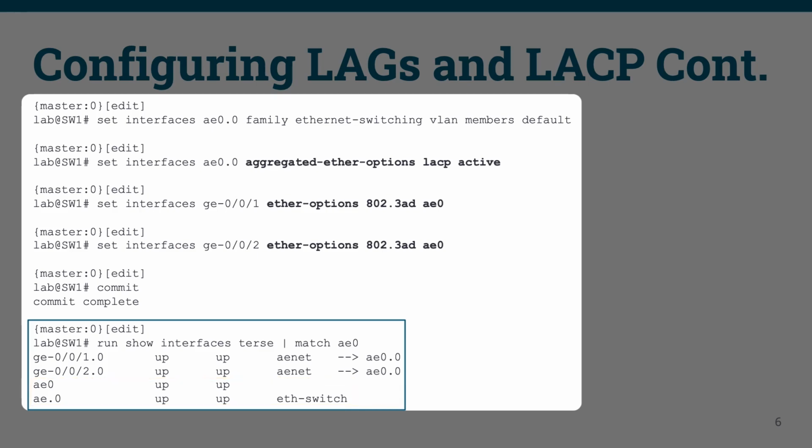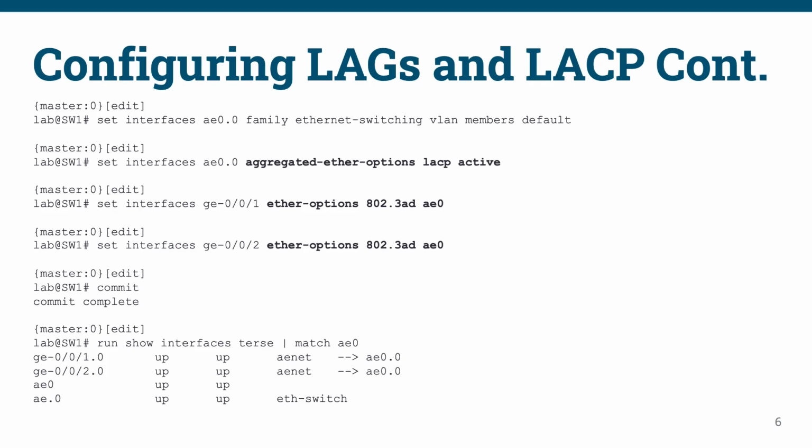There exists a configuration option to specify the minimum number of member links that must be up for the AE interface to remain up, though that is outside the scope of the JNCIS ENT. We also see in the show interfaces terse output that the physical member interfaces are showing to be running the AENet protocol family, along with the AE interface they are a member of. Excellent. That's it for the lags and LACP.